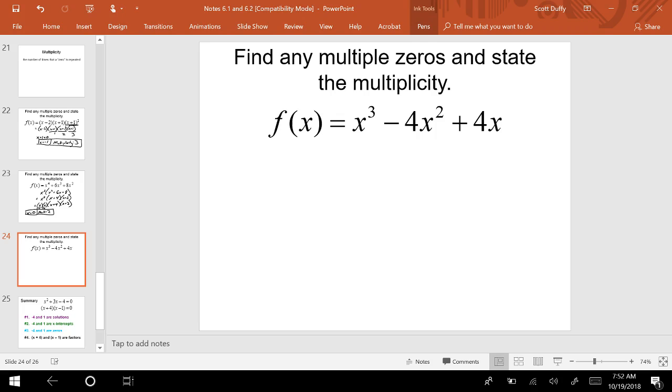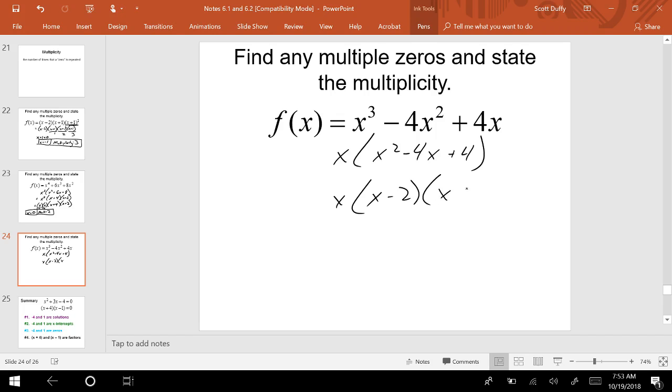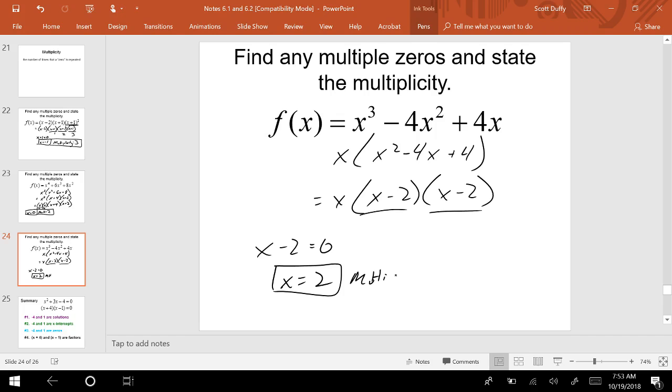Same thing here. Let's factor out the x. And then factor it further. Okay, what shows up more than once? Right here, set that equal to 0. You get x equals 2. How many times does it show up? Twice. So that is a multiplicity of 2.